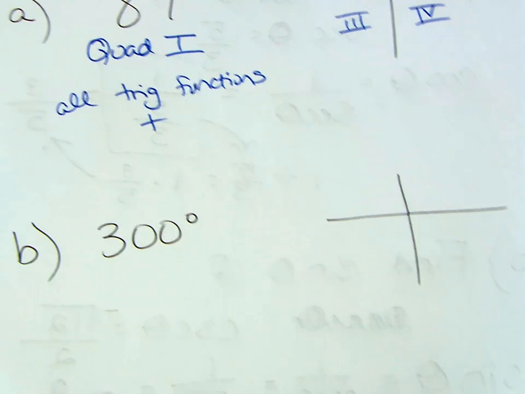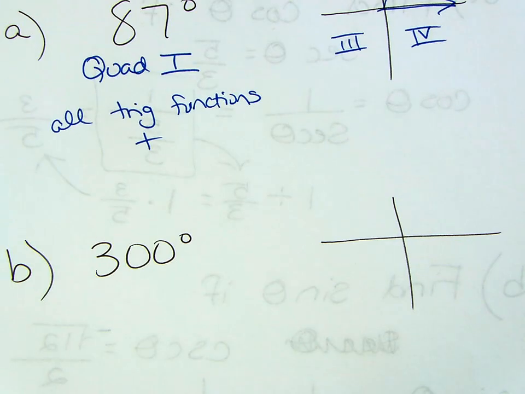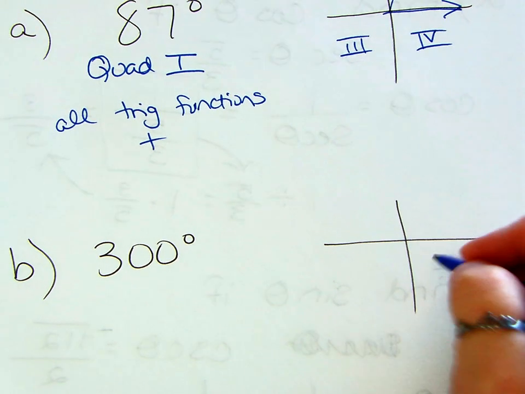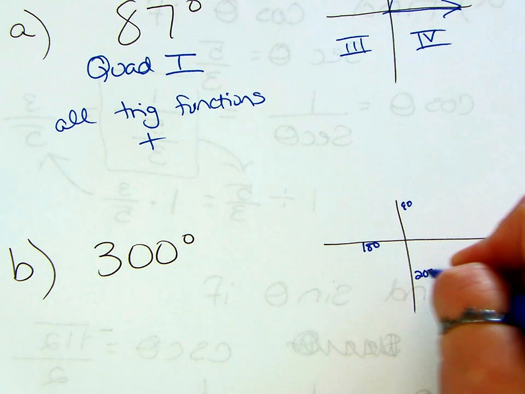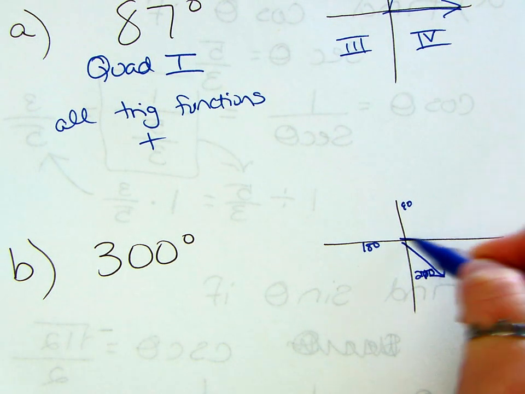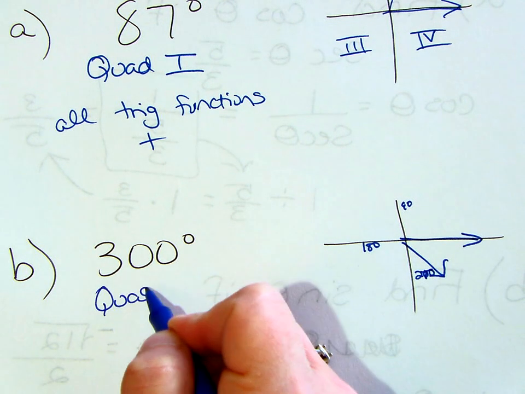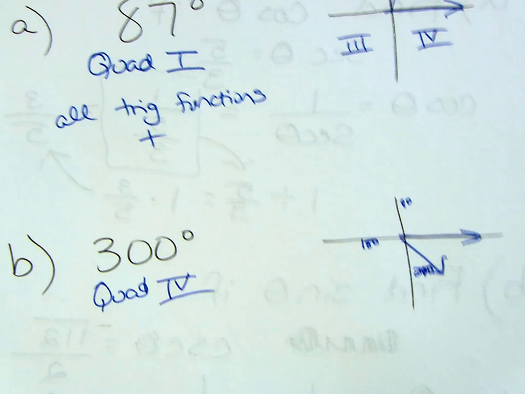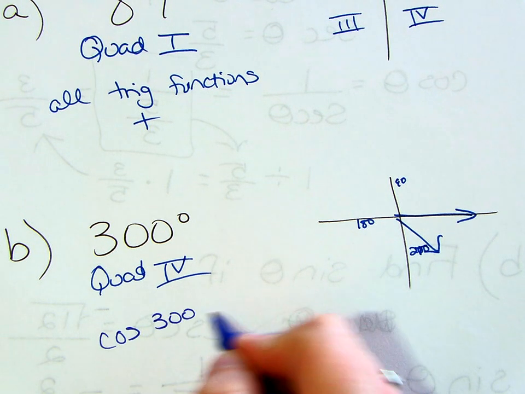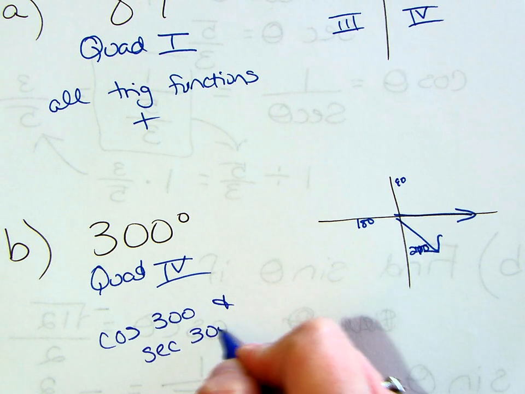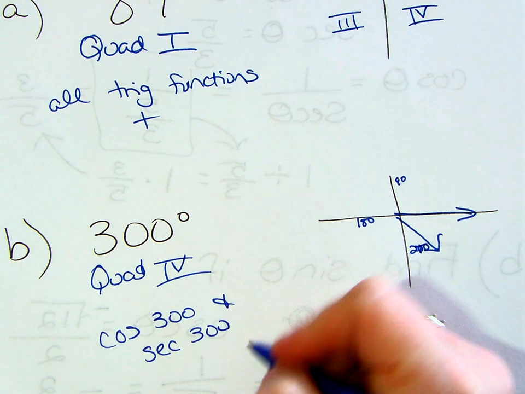All right, what about 300 degrees? Which of our quadrants does that lie in? Yeah, it's going to lie all the way over here in the fourth because this is 90, 180, 270, and it's over 270. So it's going to lie down here in quad 4. And if it lies in quad 4, which of our trig functions are positive? Cosine and secant. Those are the only ones that are positive.